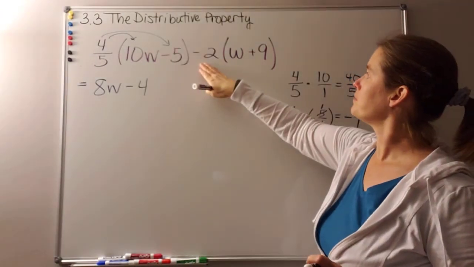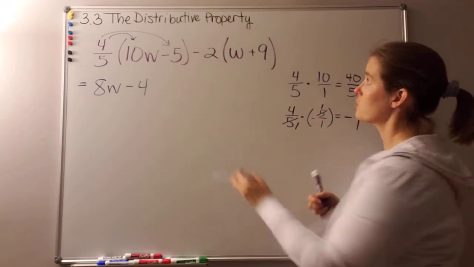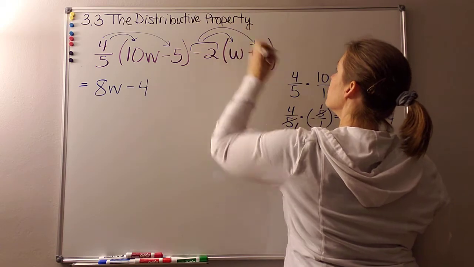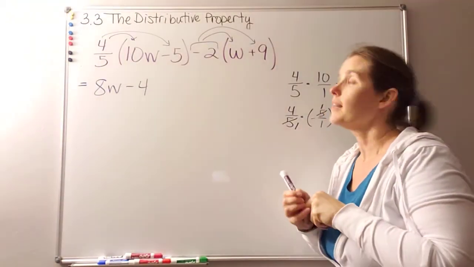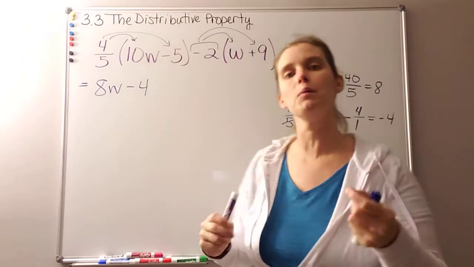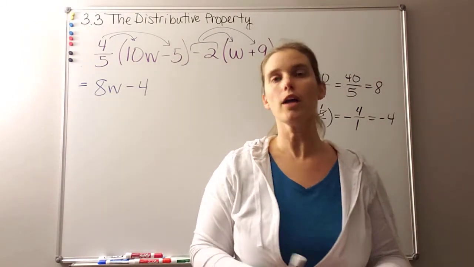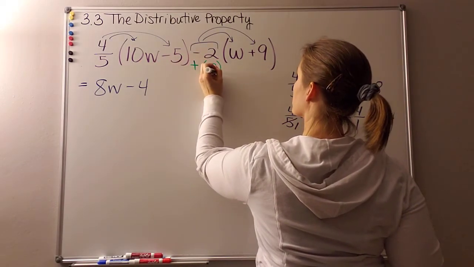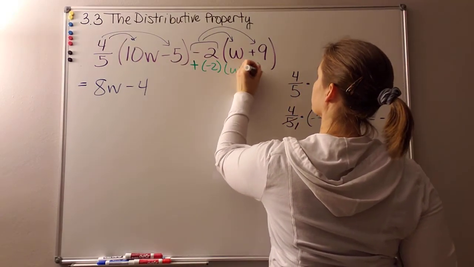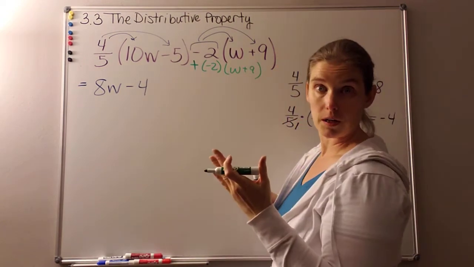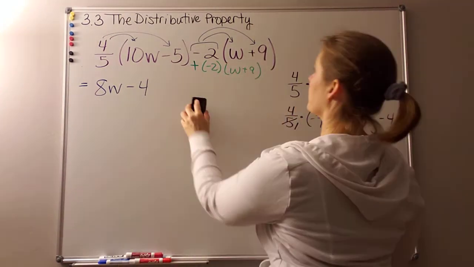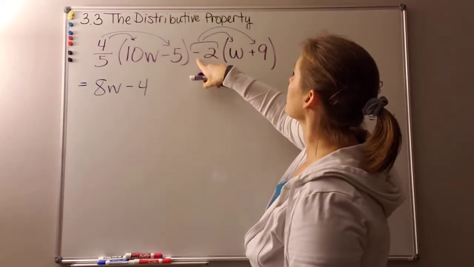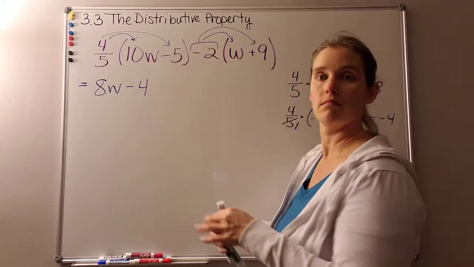Now, what do we do here? We have got to distribute the negative 2 times w and the negative 2 times 9. That negative sign is important because remember, technically we add the opposite. So I could write this as plus negative 2 times w plus 9. Just so you know. I'm going to erase it now because I don't want to confuse things, but just know that that's there. So instead, we're going to take negative 2 times w. What is that? Negative 2w.